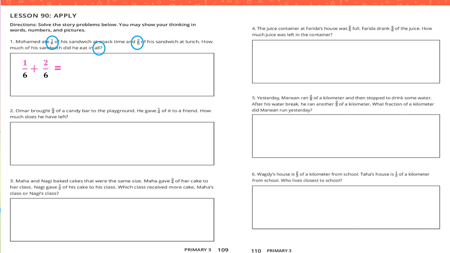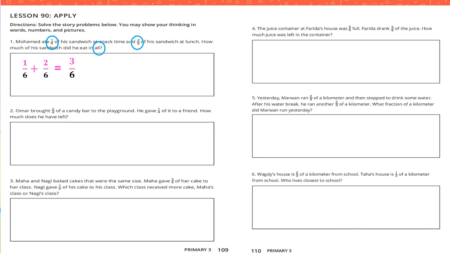Here, what do you observe? We observe we have the same denominators. So we must put the denominator as it is, down, 6. 1 plus 2 up equals 3. So the result will be 3 over 6.